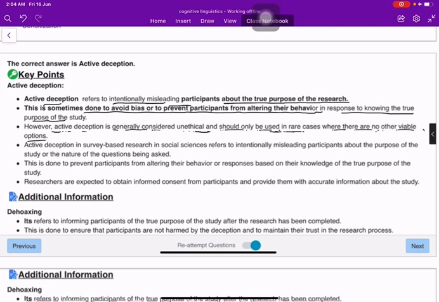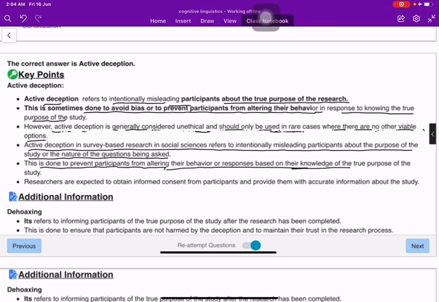However, active deception is generally considered unethical and should only be used in rare cases where there is no other viable option. Active deception in survey-based research in social sciences refers to intentionally misleading participants about the purpose of study or the nature of the questions being asked. This is done to prevent participants from altering their behavior or responses based on their knowledge of the true purpose of study.